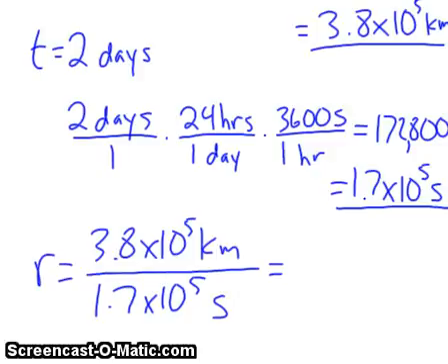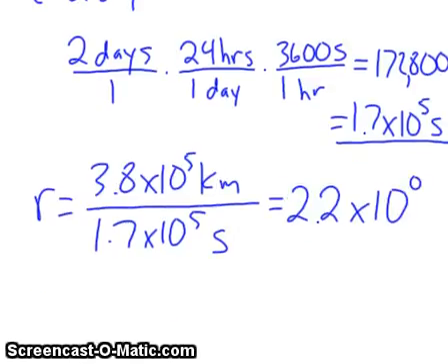3.8 divided by 1.7. It's approximately 2.2. And now that will be times 10 to the, well, 5 minus 5, 0. So what does that mean? That means I've got 2.2 times 1, so just 2.2 kilometers per second.